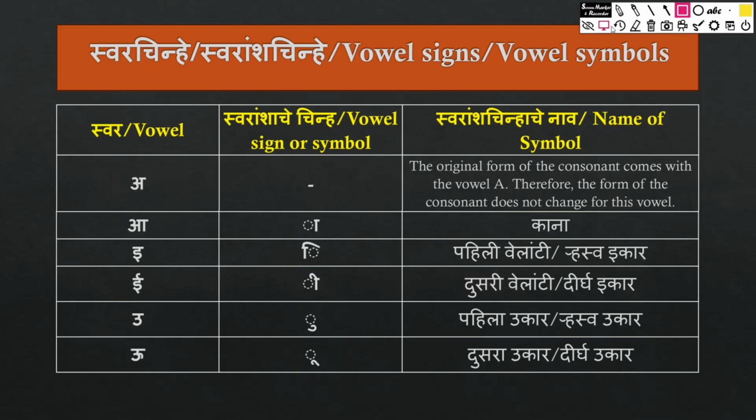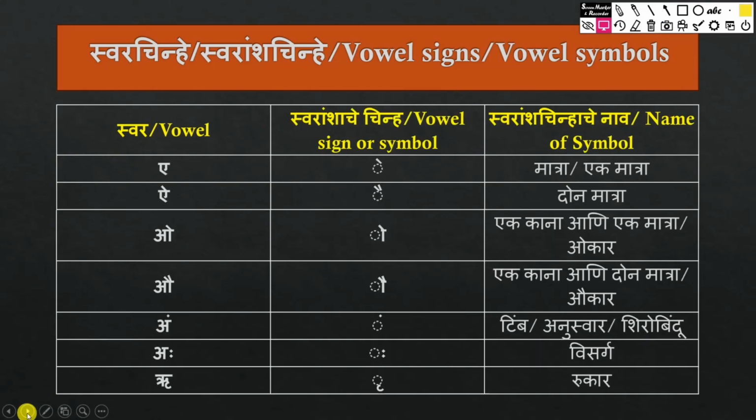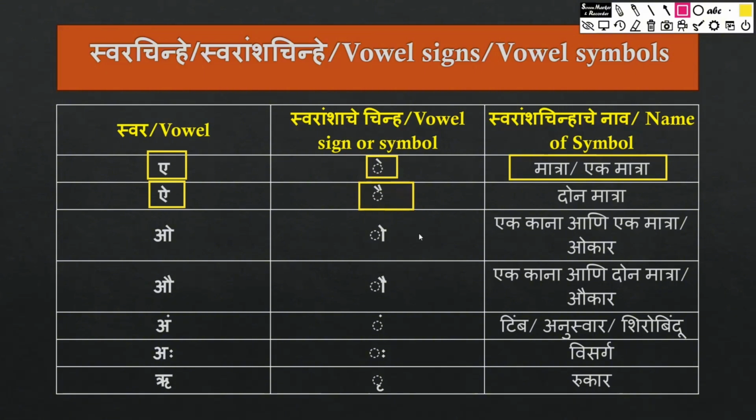Okay, we will quickly go to the next page. Here it is. This is a short sound. This is just a slanting line on the top, and we call it matra, or ek matra, or single matra. There is a single slanting line, so that's why we call it ek matra. Then the long sound I has a double line, so we call it don matra.